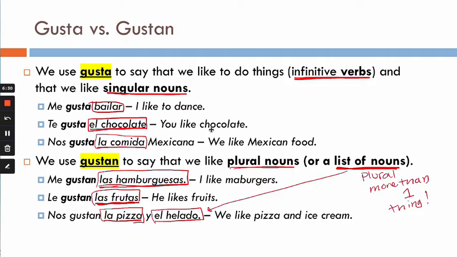So I want to go back to me gustan las hamburguesas. That says I like hamburgers, and las hamburguesas is a plural noun, so I used gustan. What would happen if I was trying to say I like to eat hamburgers? What am I going to do now? Should I use gusta or should I use gustan? I have a plural noun in that sentence, but I also have an infinitive verb.